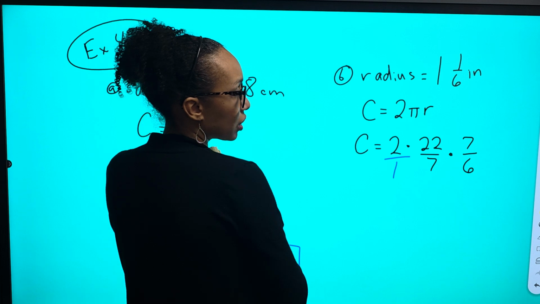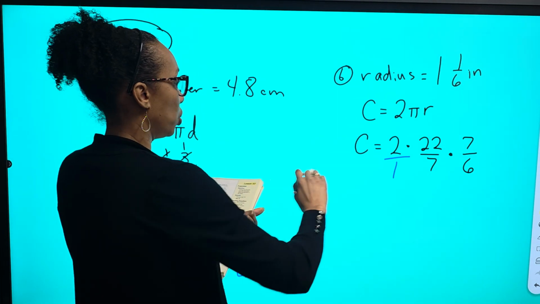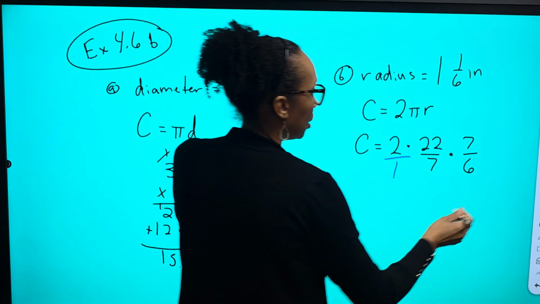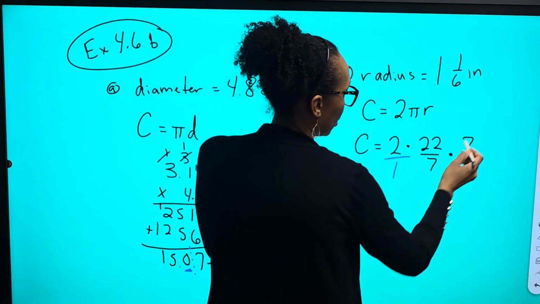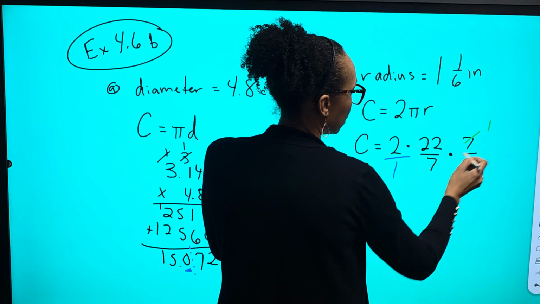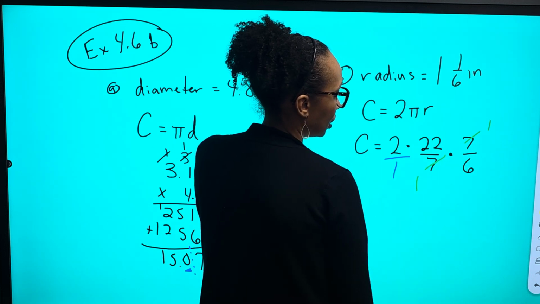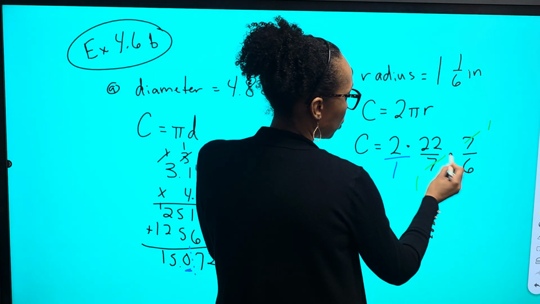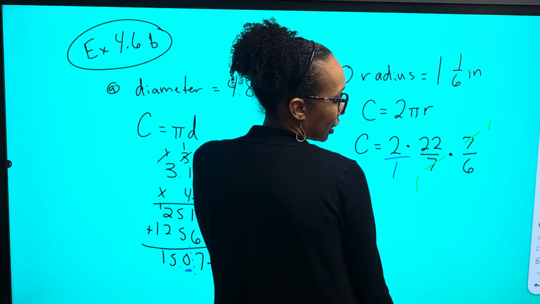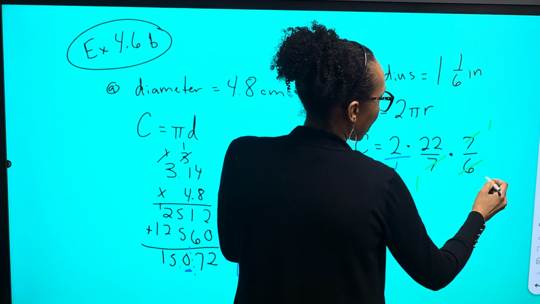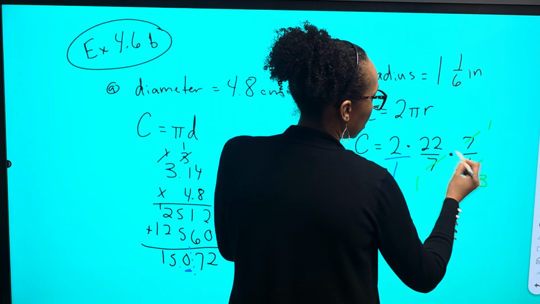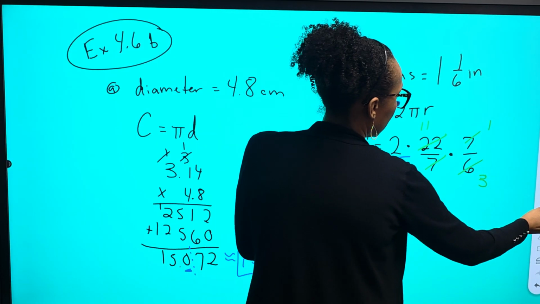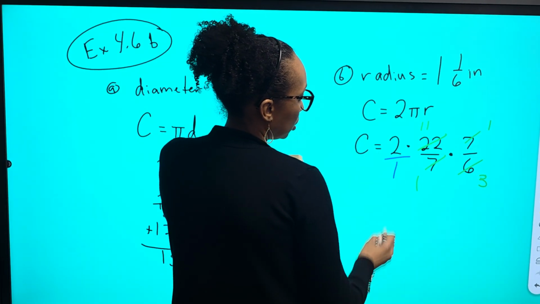And from here, you can cross cancel if you wanted to, or you could multiply and then reduce. But let's make it as simple as we can. We'll go ahead and cross cancel these 7s. 7 goes into 7 once. 7 goes into 7 once. I can do some cross canceling with 22 and 6 if I divide them both by 2. 6 divided by 2 is 3. 22 divided by 2 is 11. All right, and then nothing else cancels.